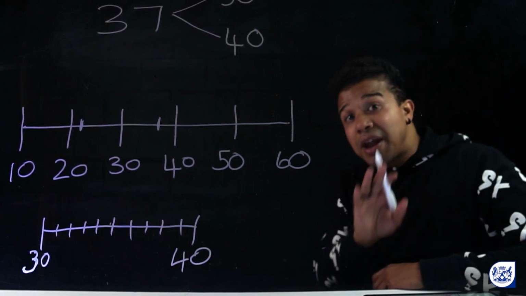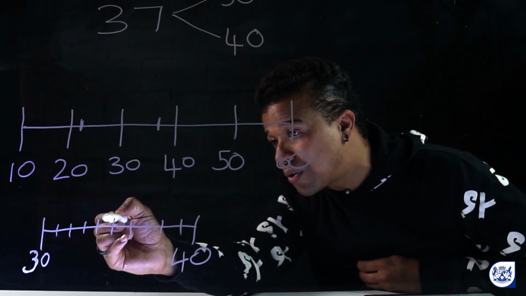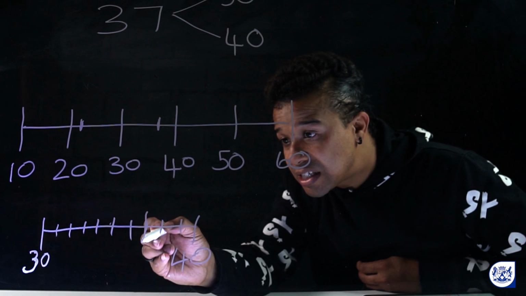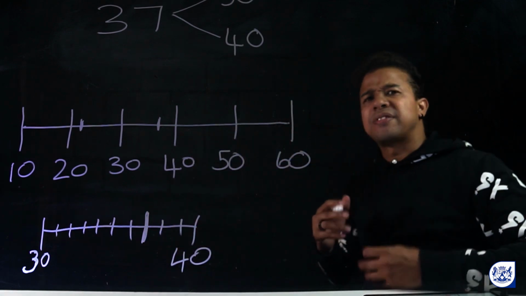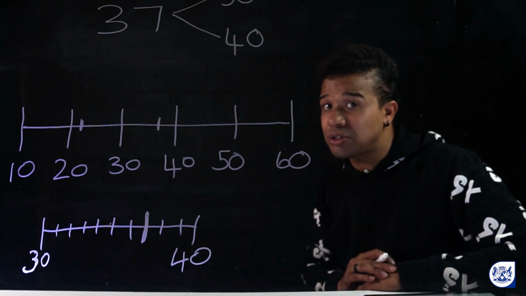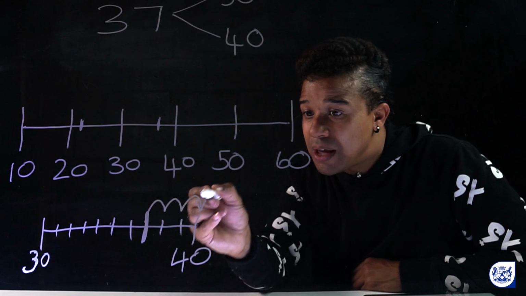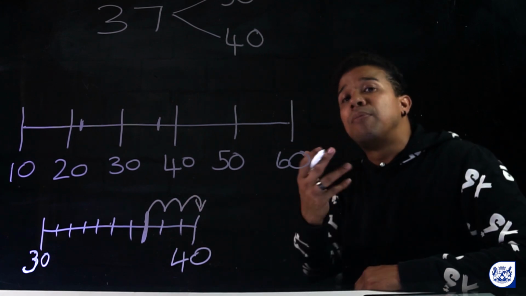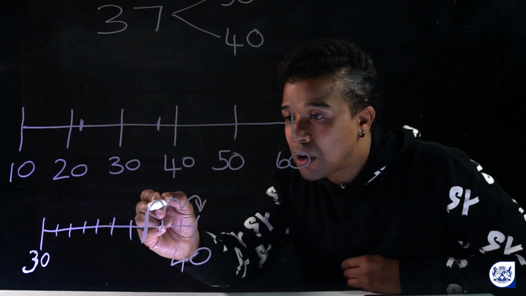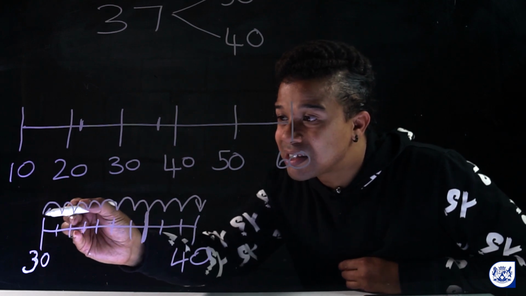Now, the number 37 lays over here. So 31, 32, 33, 34, 35, 36, 37. So it lays over here. Now let's see which multiple of 10 the number 37 lays closest to. It lays 1, 2, 3 places away from 40. And how many places away from 30? 1, 2, 3, 4, 5, 6, 7.